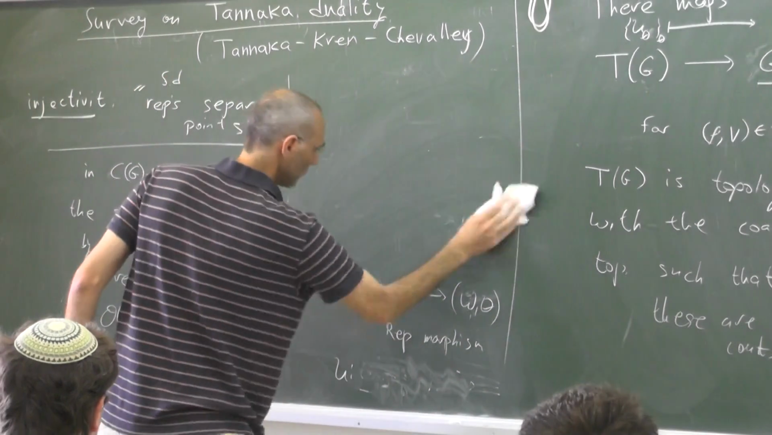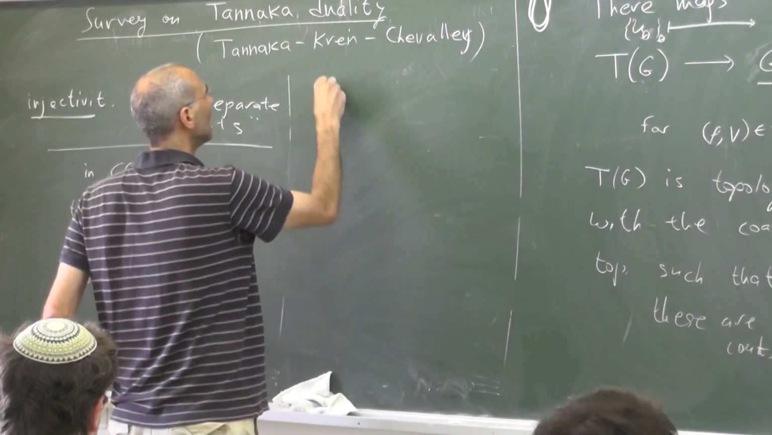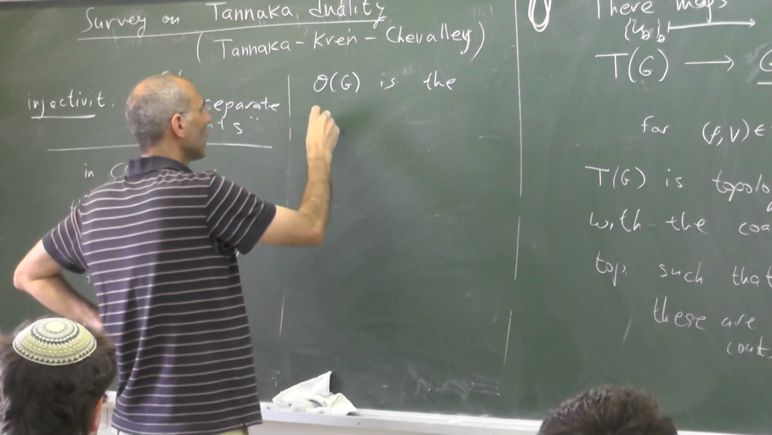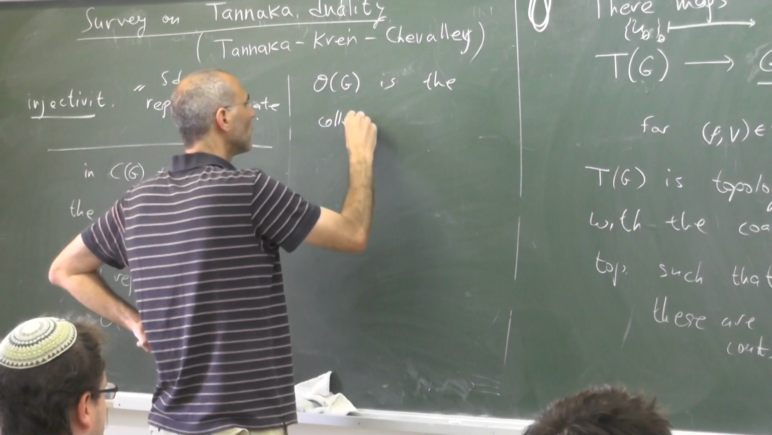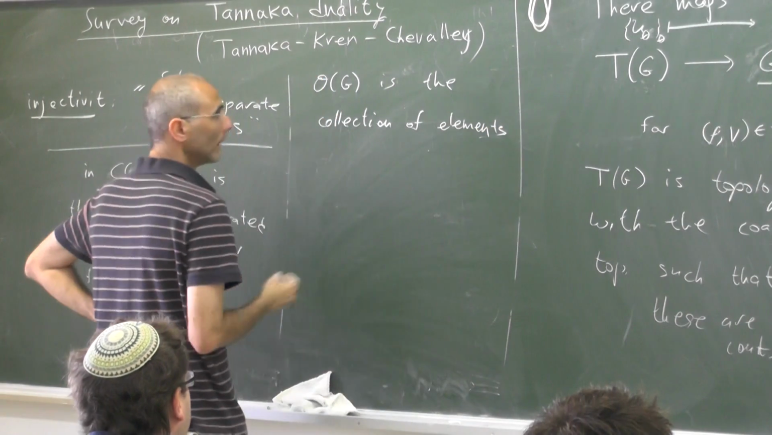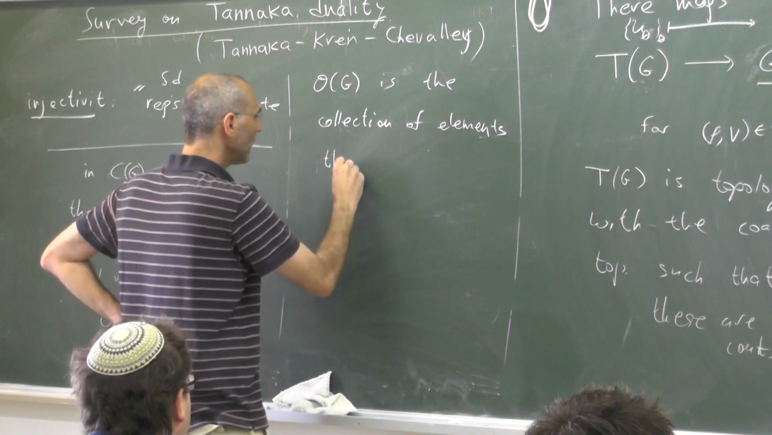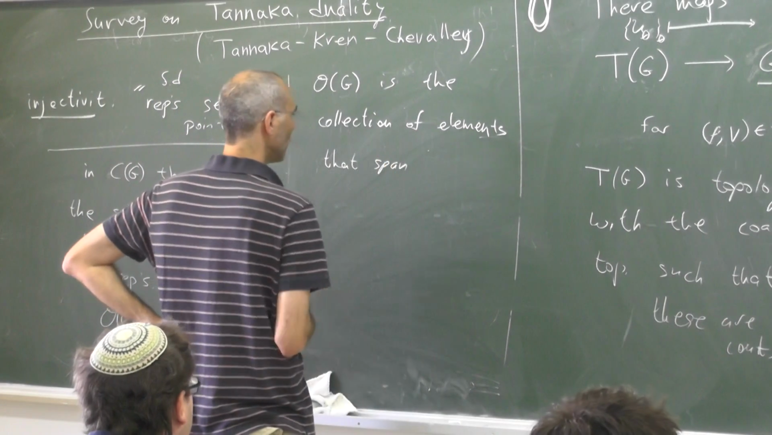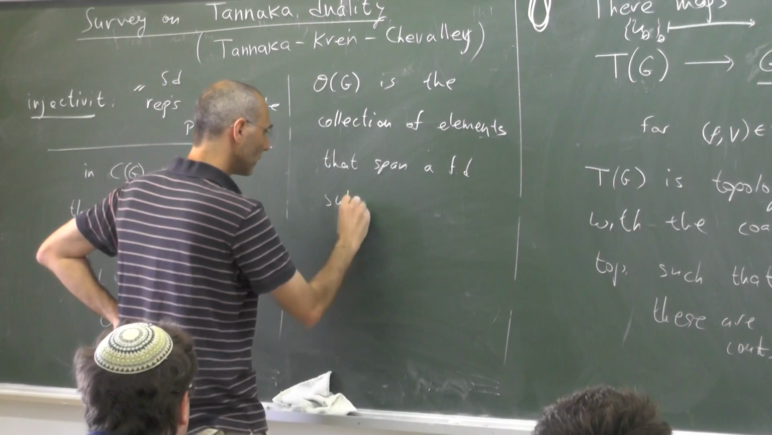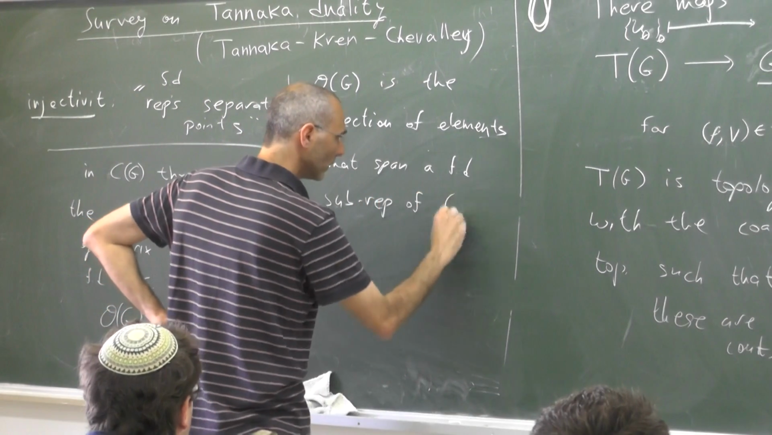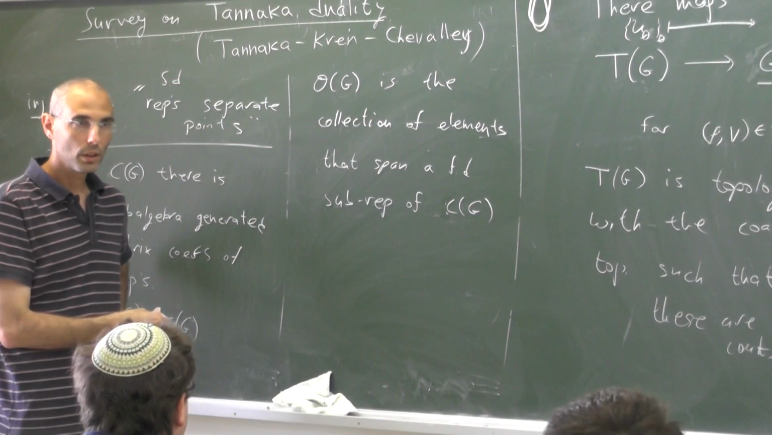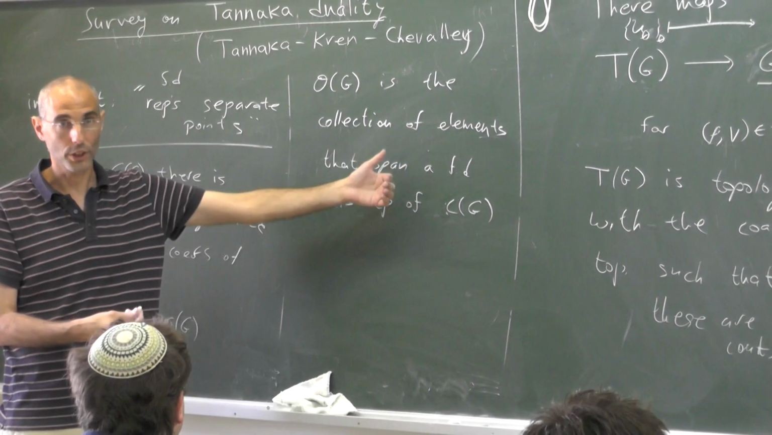Equivalently, OG is the collection of elements in CG, of functions that span a finite dimensional, or are contained in a finite dimensional sub-representation of CG. Think about CG as a G space. G acts on it by the left regular action. So this is an infinite dimensional representation of G.